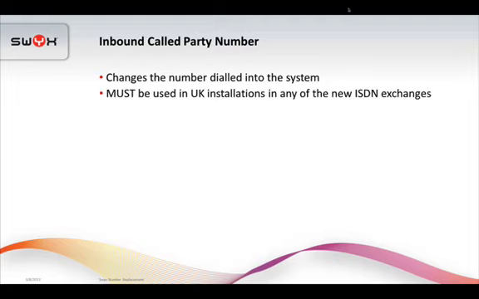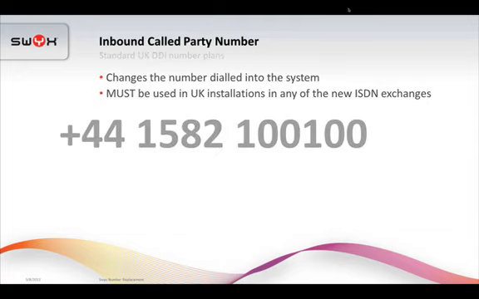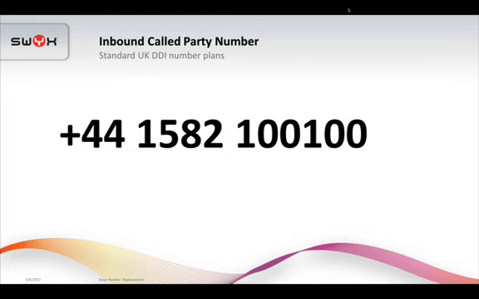So now we get to the last part of number replacement, and we save the most difficult part to last. This is the inbound call party number, where we're going to change the number that's dialed into the system. And this is of particular use in the UK. In fact, it's a prerequisite in the UK for any of the new ISDN exchanges, where the telephone numbers are slightly different. Let's take a look at a standard UK DDI number for this fictitious company in Luton.